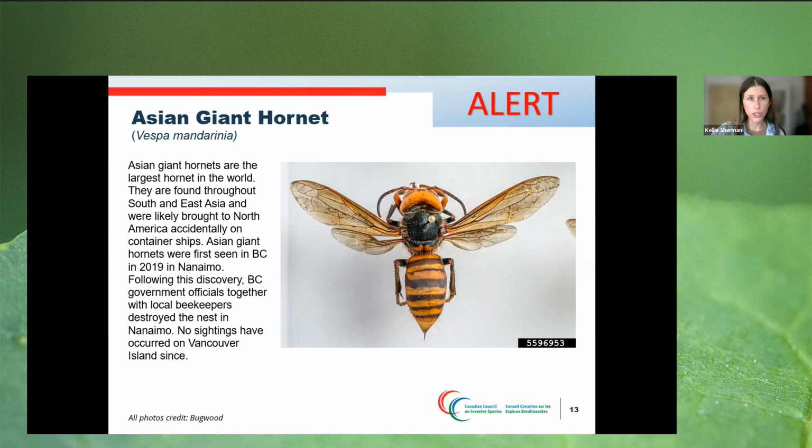And also, if you're curious, the Washington State Department of Agriculture maintains a virtual interactive map of Asian giant hornet sightings across Canada and the US. So just Google Washington State Department interactive map Asian giant hornet.